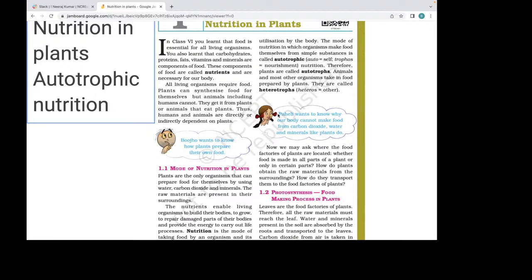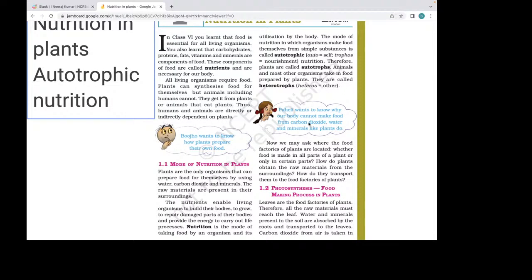Now let's see what Paheli wants to know. Paheli wants to know why our body cannot make food from carbon dioxide, water and minerals like plants do. Okay, that is a really good question. She wants to know, we also have carbon dioxide available, we also have water available, we also have minerals, so why can't we make food? What is the special thing that plants have that enables them to prepare their own food, and why not us?